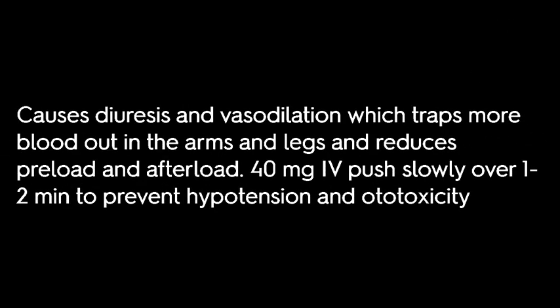What does furosemide do for a client with a PE? Causes diuresis and vasodilation, which traps more blood out in the arms and legs and reduces preload and afterload. 40 mg IV push slowly over 1 to 2 minutes to prevent hypotension and ototoxicity.